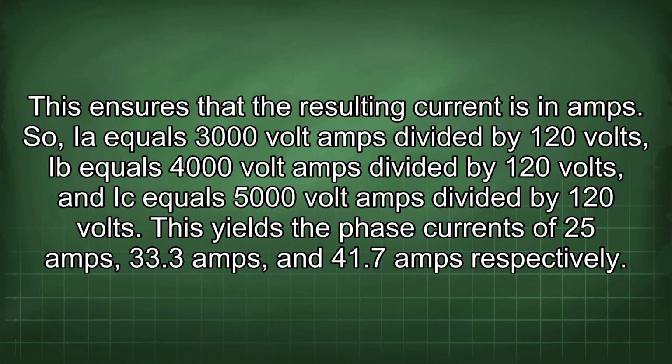So, IA equals 3000 volt amps divided by 120 volts. IB equals 4000 volt amps divided by 120 volts. And IC equals 5000 volt amps divided by 120 volts. This yields the phase currents of 25 amps, 33.3 amps, and 41.7 amps respectively.